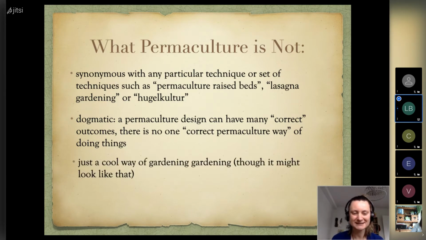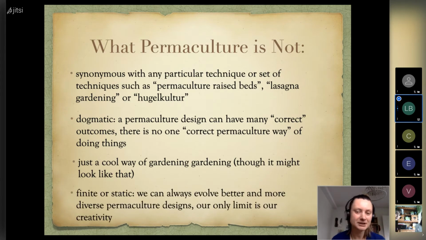This point is kind of connected to the first point. Permaculture is not just a cool way of gardening. So again, just wanted to reiterate, you see a lot of cool images of gardens, and permaculture is just more than that.